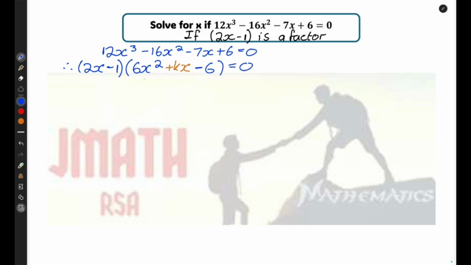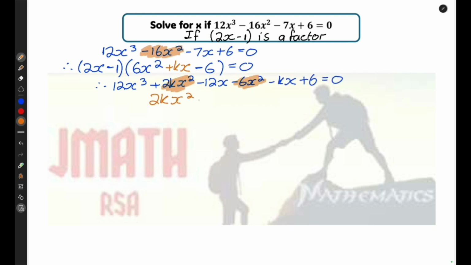And now I can just multiply the 2x with all three and the minus 1 with all three, and it's going to look like this. Now I can see that 2kx squared minus 6x squared must equal minus 16x squared. Therefore, 2kx squared must equal minus 16 plus 6 gives me minus 10x squared, and therefore 2k must equal minus 10, and k is equal to minus 5.